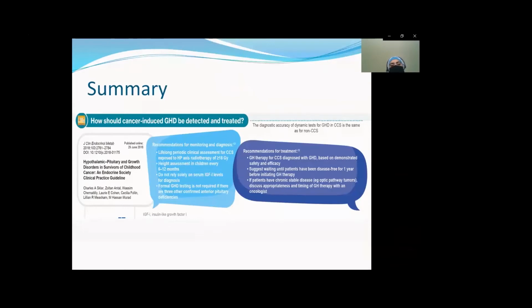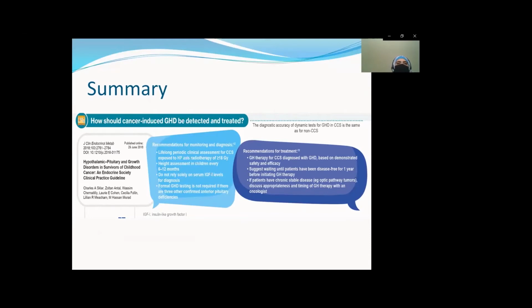So for those who are more visually inclined, growth hormone deficiency should be suspected in any child who has received intracranial radiation. They should be monitored closely with height and pubertal assessment every 6 to 12 months. IGF-1 should not be the only test to diagnose growth hormone deficiency. No need for growth hormone stimulation testing if a child has multiple pituitary abnormalities already. Treatment with growth hormone can be started in a child who has been disease-free for at least a year after completing treatment.